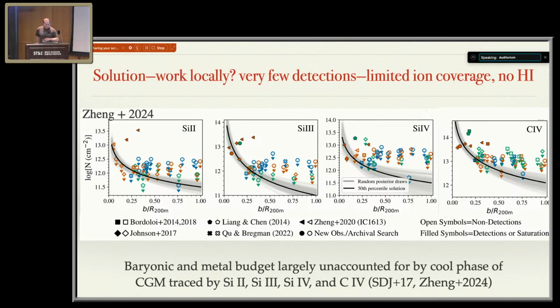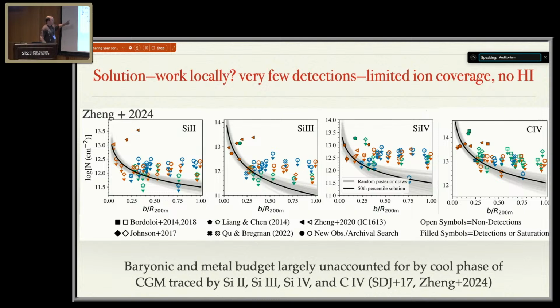This is a compilation from Yong Zhang's recent paper from 2024, which is both new data points from her own survey and also a compilation from the literature. So for example, you can see IC 1613 in these. Each of these plots shows column density in a different ion versus the impact parameter of the quasar sightline. So you can think of this like the distance at which that CGM gas is, normalized by the estimated virial radius of that dwarf galaxy.